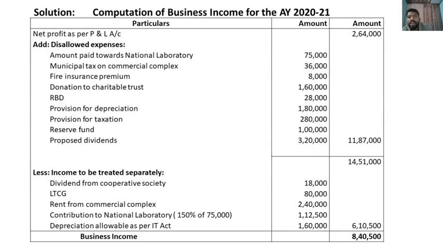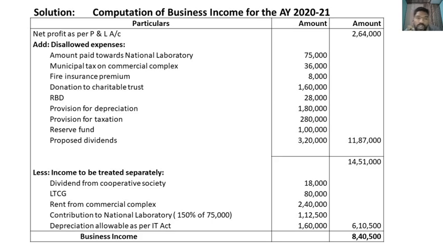In the solution, we take the net profit first as a base. For that we should add all the disallowed expenses. Say amount paid towards national laboratory, municipal tax on commercial complex, FIP, donation to charitable trust, RBD, provision for depreciation, provision for taxation, reserve fund, proposed dividends. So all disallowed expenditure should be added back to net profit. Then less income to be treated separately: dividend from Indian Cooperative Society, LTCG, rent from commercial complex, contribution to national laboratory.